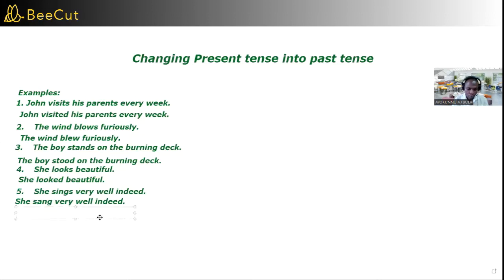And number 6, I have a sentence here saying: the woman's voice shakes with emotion. And when I change that to past tense, that becomes: the woman's voice shook with emotion.